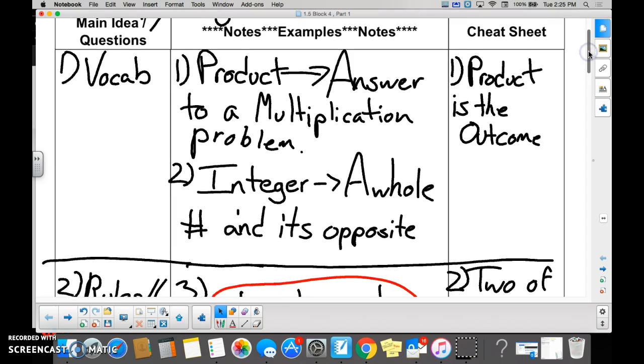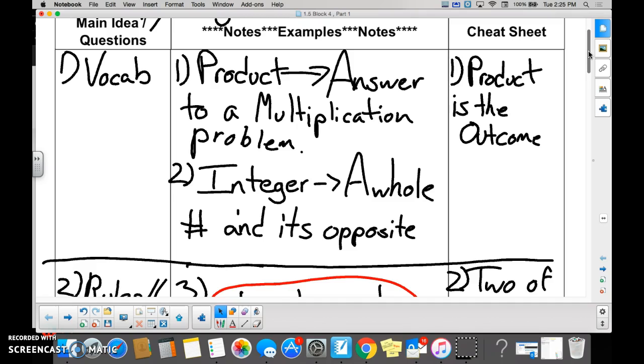First one, similar to what we were working with the sum and the difference, we have our product. Can anyone explain what our product is going to be? The definition of that. Takia. Answers to a multiplication problem. Exactly that. And now we're working with integers.